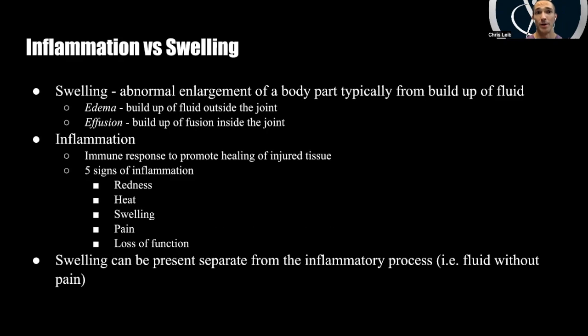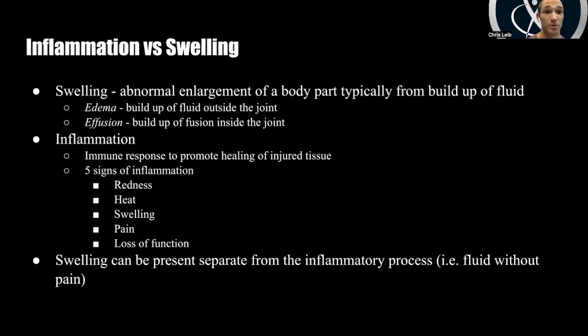All right, so specifically the difference between inflammation and swelling. When we hear swelling, that's really just any abnormal enlargement of a body part, and it's typically because of a buildup of fluid in the area. There's two different types of swelling that you can see. Edema is a buildup of fluid outside the joint. That's usually more of a chronic condition, not typically seen with an acute ankle injury. An effusion would be more of what you see with the acute ankle injury, which would be the buildup of fluid inside of the joint.